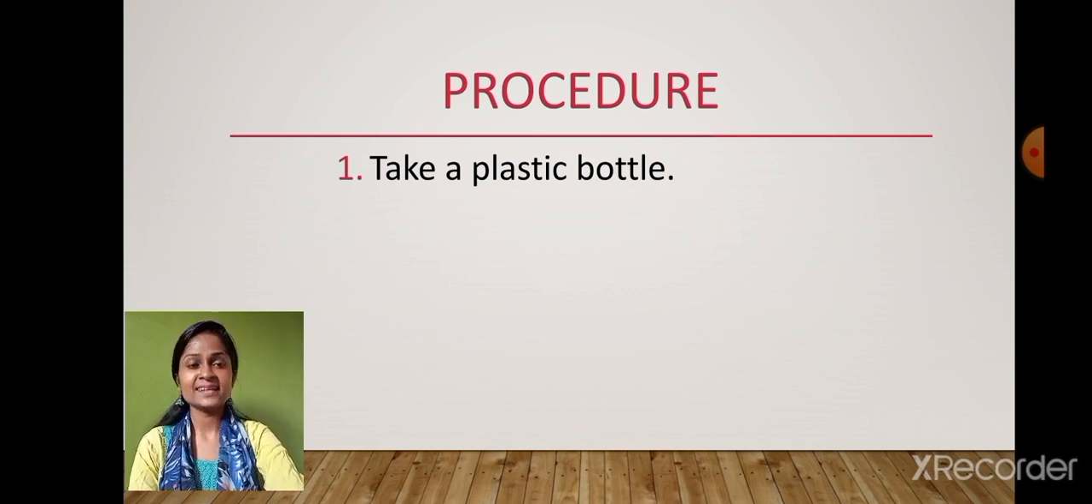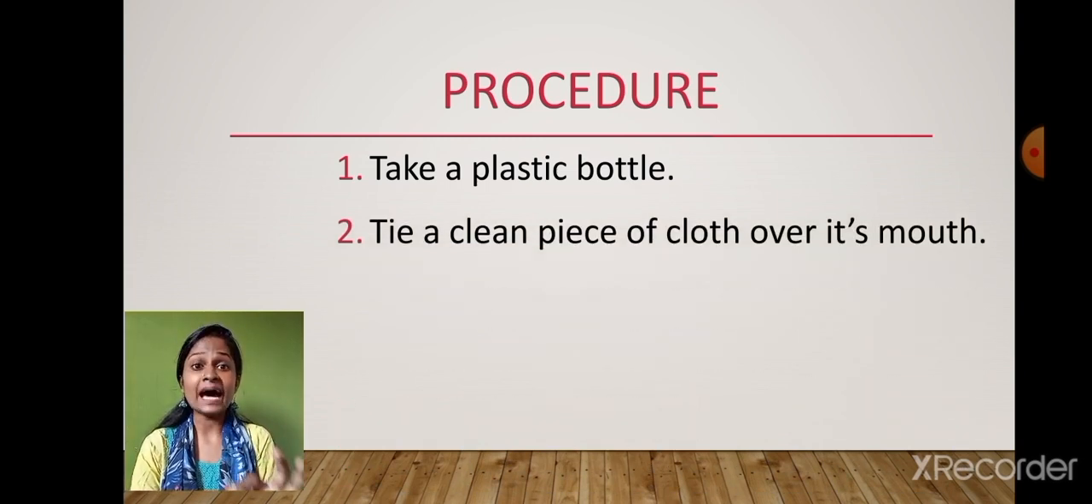Step number 1 is to take a plastic bottle. Any type of soft drink bottle, like Pepsi, Thumbs Up, etc., you can use for this purpose. The second step is to tie a clean piece of cloth over its mouth. The mouth part of the bottle, from where we drink, should be covered properly by the cotton cloth. So this is your second step.